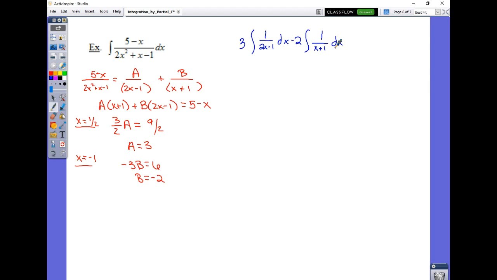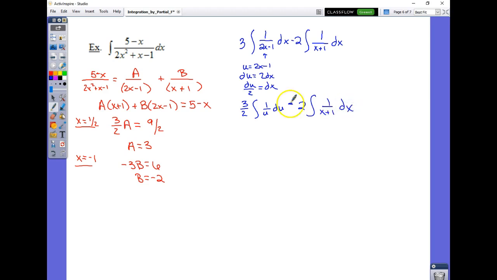All right. This is where we have to be careful. The last two problems we've done, we've said, oh, there's a u sub, but it doesn't do anything. If I u sub this problem right here, there is an outcome. That's a 2x. So if u is equal to 2x minus 1, then du is 2dx, which means we're going to have a factor of 1/2. So this becomes 3 over 2, the integral of 1 over u du, minus 2 times the integral of 1 over (x plus 1) dx.